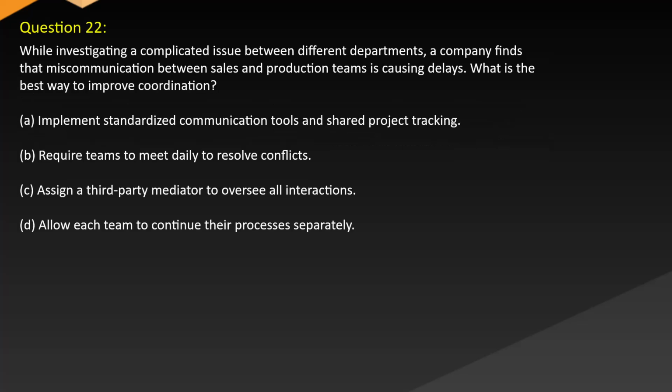Question 22. While investigating a complicated issue between different departments, a company finds that miscommunication between sales and production teams is causing delays. What is the best way to improve coordination? A. Implement standardized communication tools and shared project tracking. B. Require teams to meet daily to resolve conflicts. C. Assign a third-party mediator to oversee all interactions. D. Allow each team to continue their processes separately.